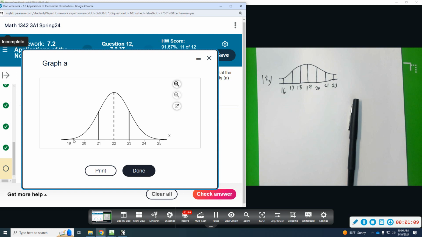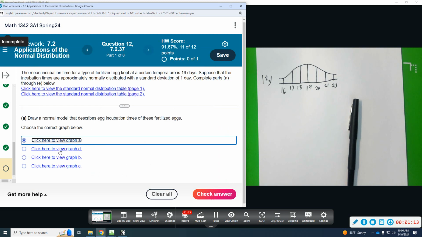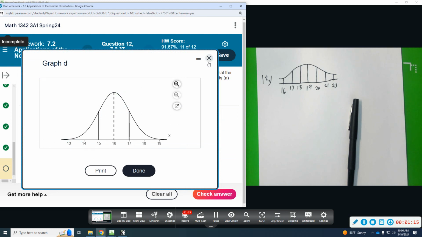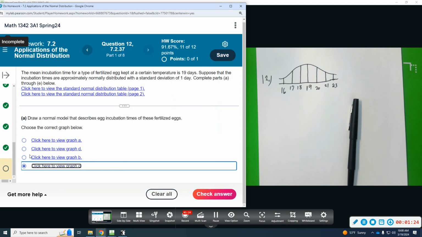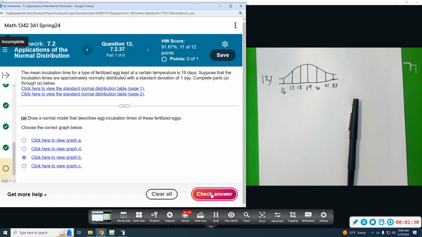So we're looking for a graph that represents that. So in the middle they got 22. Our mean is 19. So this one looks good. So the only one that looks like it matches the information is going to be the third option, which is B.